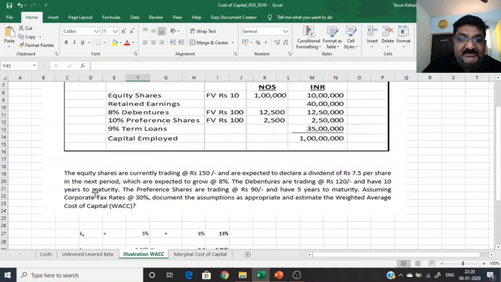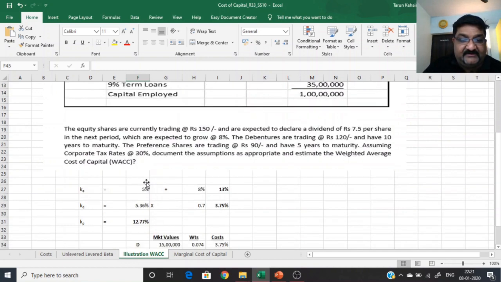Then you are given information about equity shares trading at 150, expected to declare a dividend of 7.5 per share in the next period, expected to grow at 8%. Debentures are trading at 120, have 10 years to maturity. Preference shares are trading at 90, have 5 years to maturity. Assuming corporate tax rates to be at 30%, let's estimate the weighted average cost of capital.